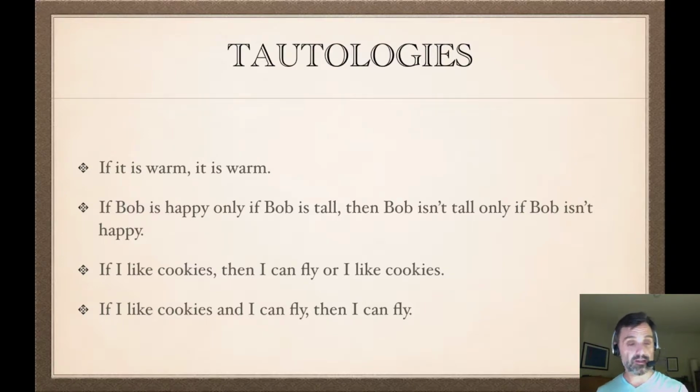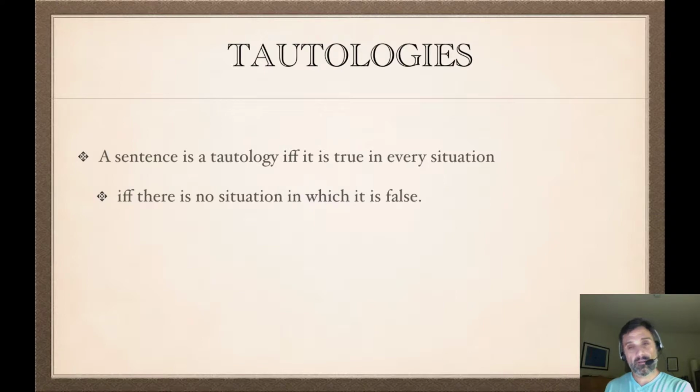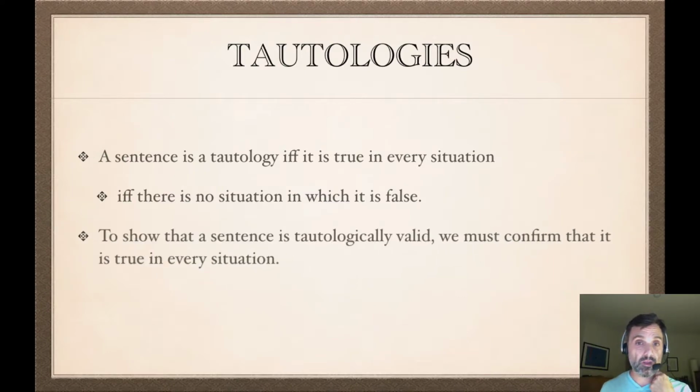So all of these sentences are true. They're true no matter what. They're true in any situation. And that's because of their logical structure. So for now, we're going to say that a sentence is a tautology if and only if it is true in every situation, meaning there's no situation in which it is false. So to show that a sentence is a tautology, or as we'll sometimes say, tautologically valid, we must confirm that it's true in every situation.